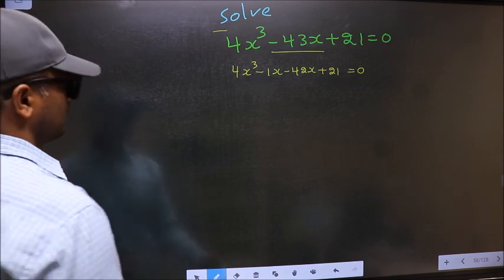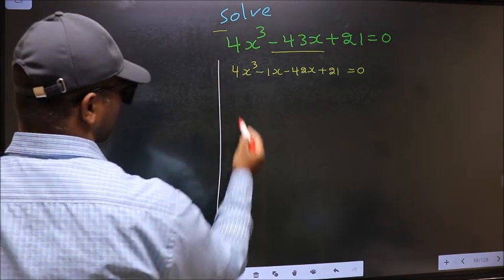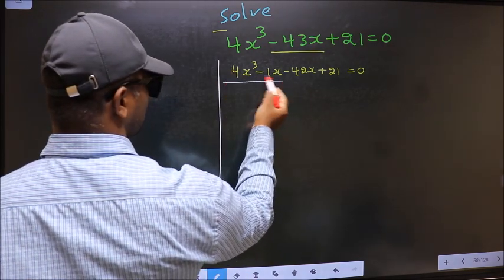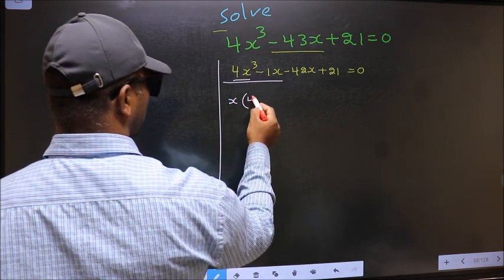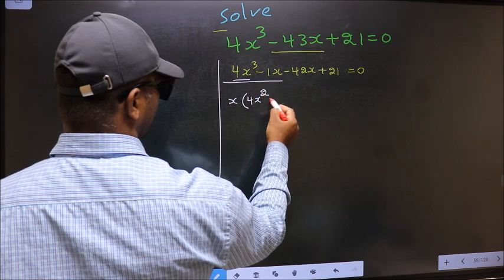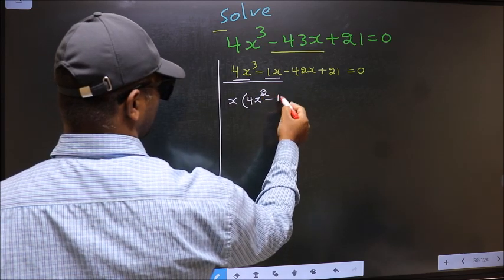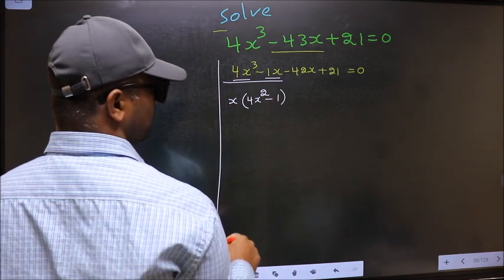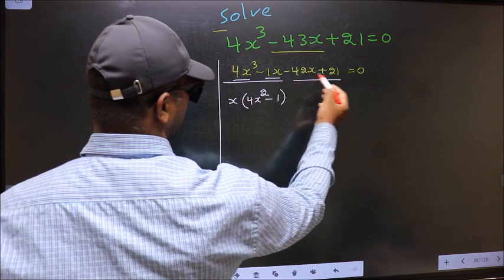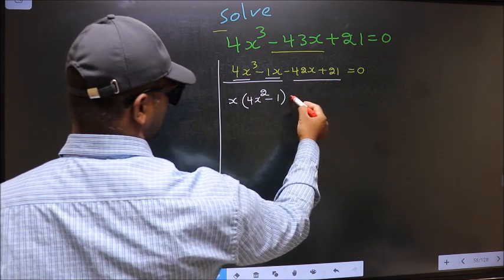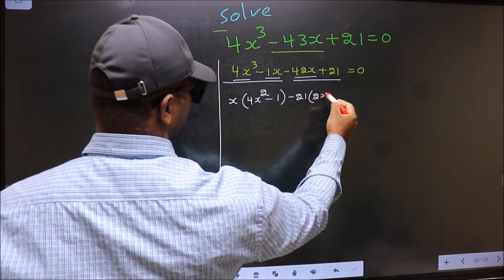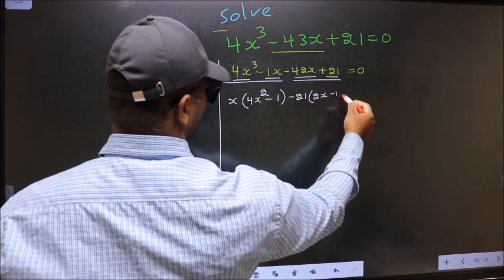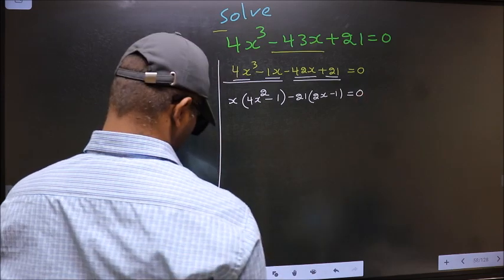Next, what can be taken out common from these two terms is x. From this x out you get 4x square minus, from this x out you get 1. In the same way, what can be taken out common from these two terms is minus 21. Here we get 2x and here we get minus 1 equal to 0.